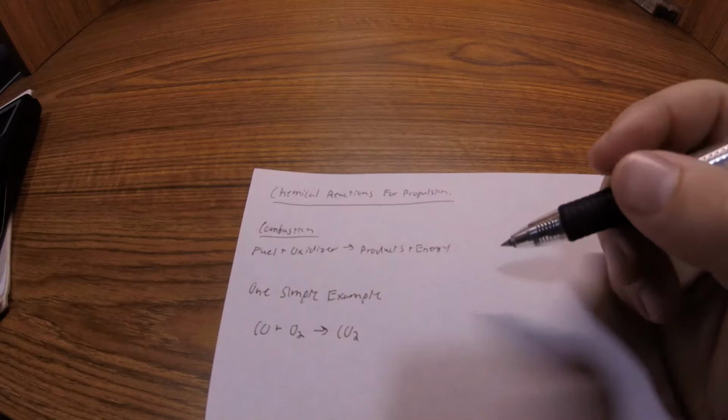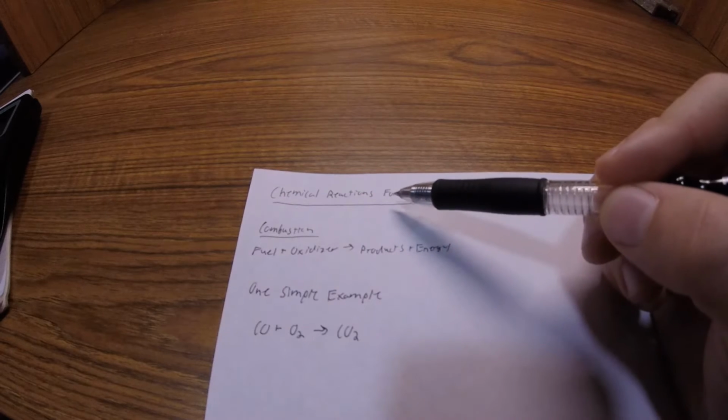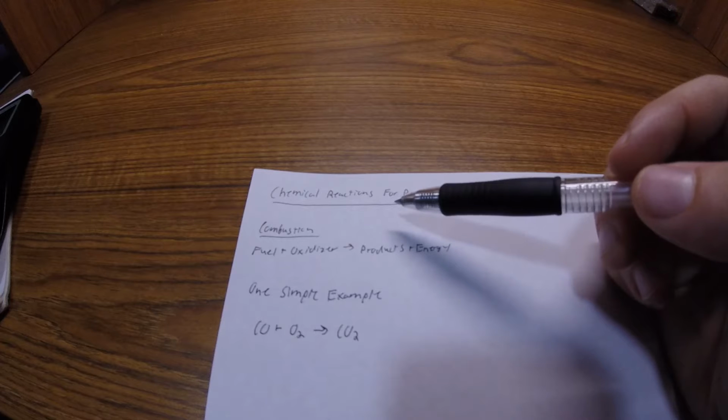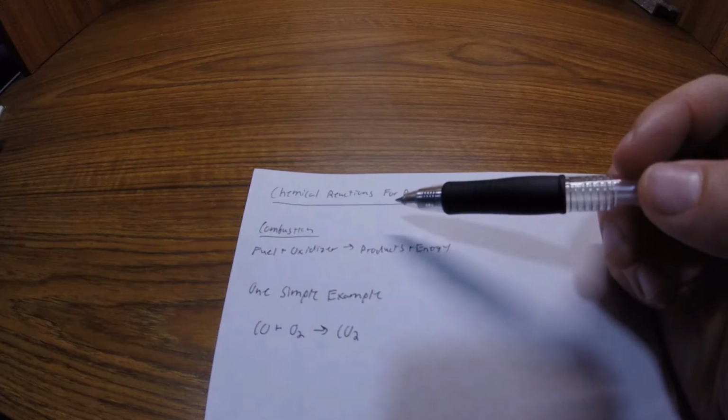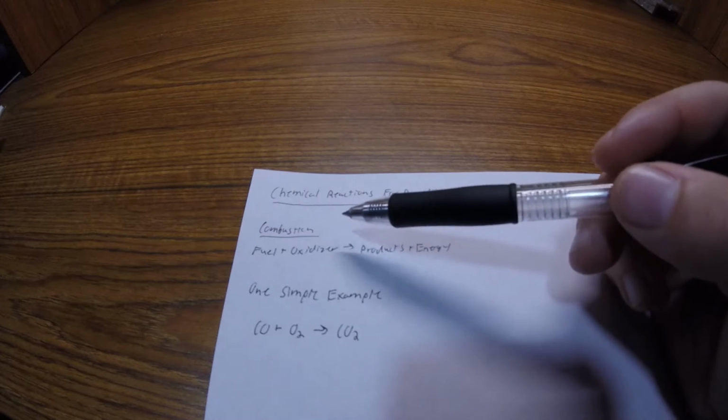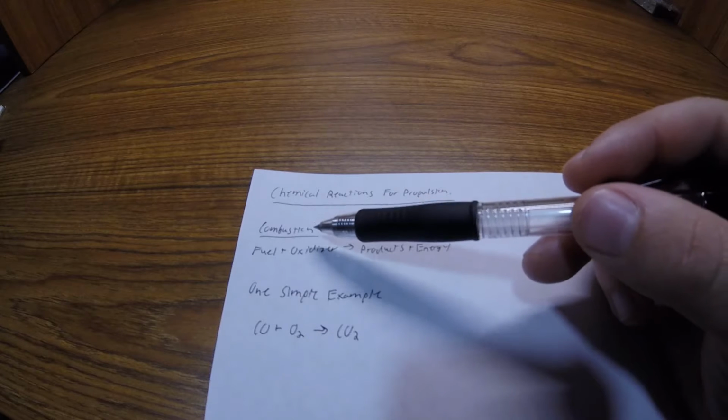Hello, in this video we're going to talk about chemical reactions for propulsion. So any chemical reactions that are involved in different propulsion processes, which would be like a rocket or a jet engine or anything like that. So what is happening in those engines and rockets?